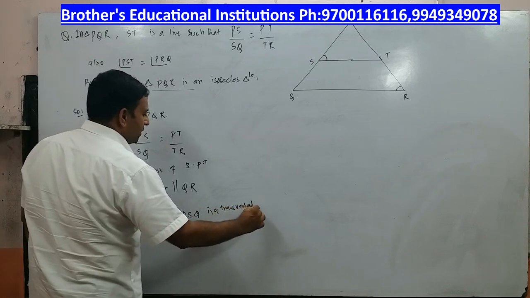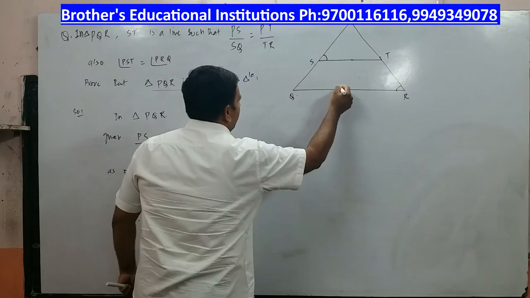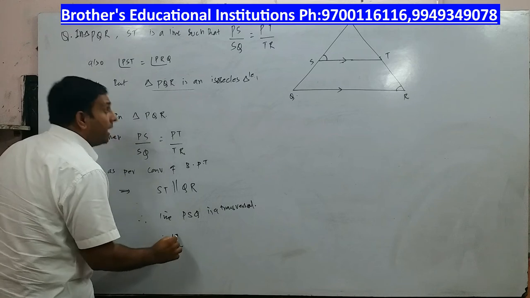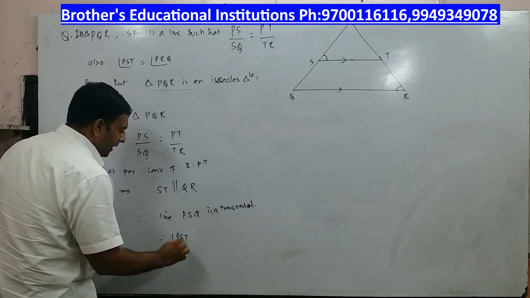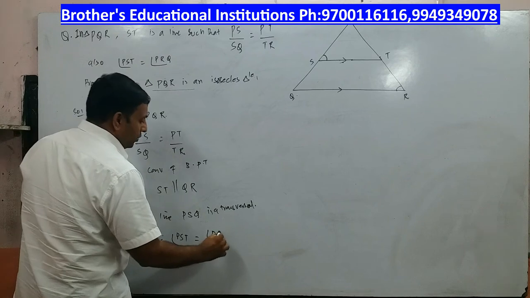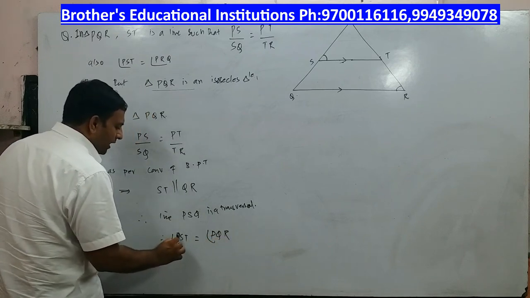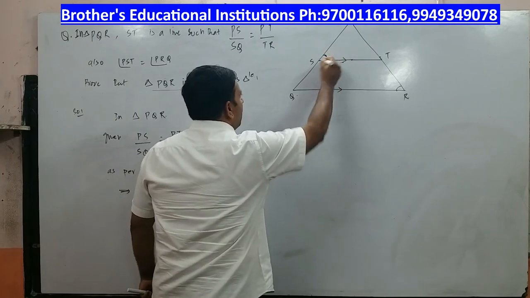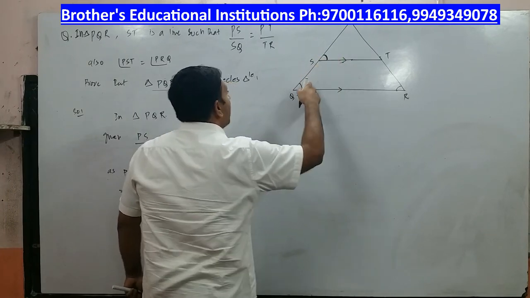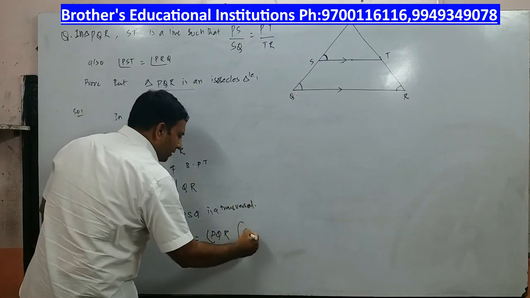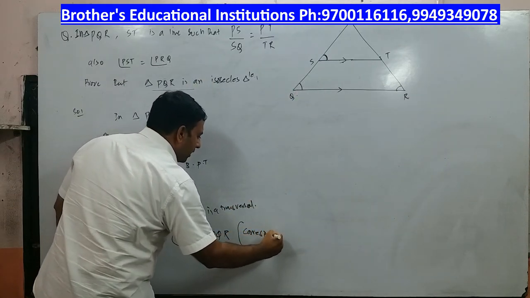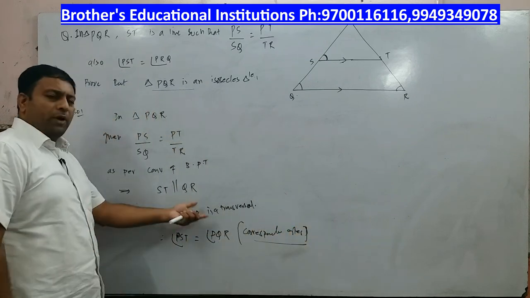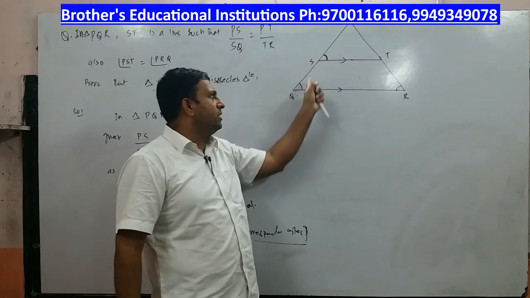transversal. When it is a transversal and these two are parallel lines, this angle will be equal to this angle. What will I write? Therefore angle PST is equal to PQR. Tell me children, why are these two angles equal? Because when it is a transversal, these two lines are parallel. This angle will be equal to this angle because these two are corresponding angles. So I must mention here, they are corresponding angles, and such things have to be mentioned in the exam as well. So corresponding angles are always equal. So therefore this angle is equal to this angle.